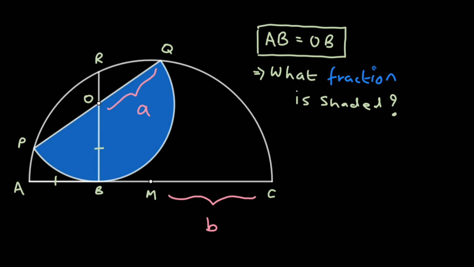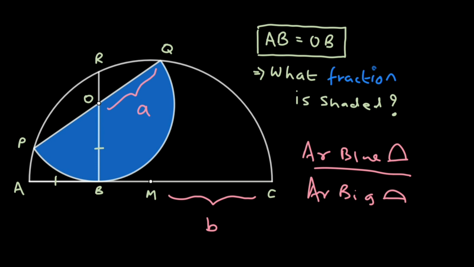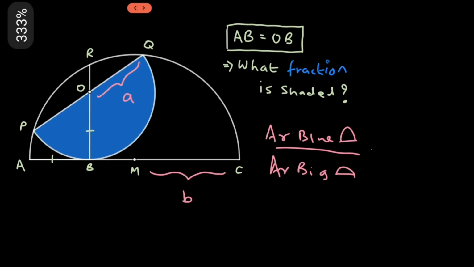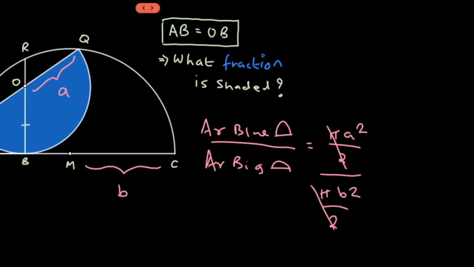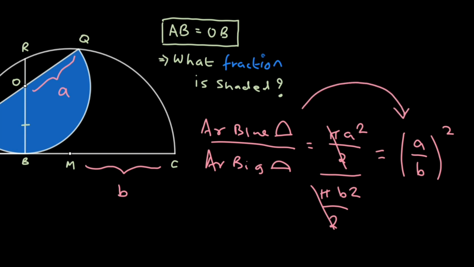Now remember, the question was to find what fraction is shaded, that is area of the blue semicircle upon the area of the bigger semicircle. Okay, so now as radius of the blue semicircle has been taken as A, its area would be pi A square upon 2, that is pi radius square upon 2, upon area of the bigger semicircle. So radius has been taken as B, therefore area is pi B square upon 2. Pi by 2 from the numerator and denominator got cancelled out. A square upon B square remains, and that is ultimately A upon B, the complete square. So what we need to find is this fraction, and that has the value (A upon B) the complete square.